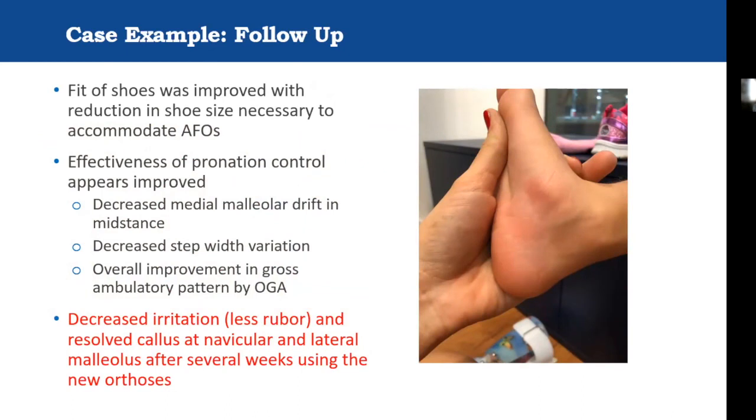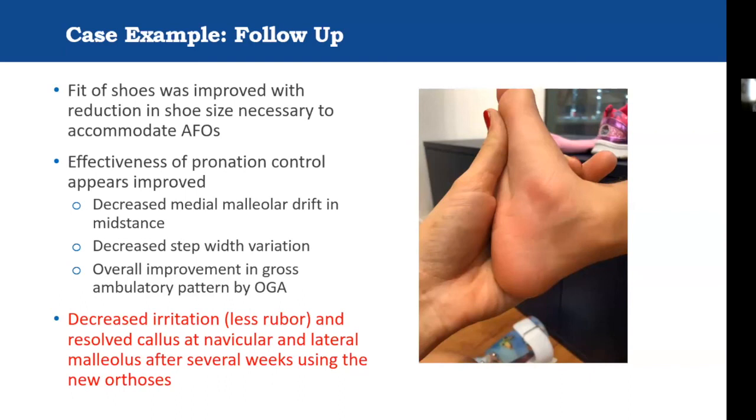Secondly, the effectiveness of the pronation control appears improved, and we cite as evidence of that the decreased medial malleolar drift in mid-stance. So if you want to look at whether or not you're controlling a calcaneal valgus, watch the patient walk, and in mid-stance, meter with your eye, or with a video and your eye, the amount of medial drift, the movement medially of the medial malleolus. That's an observation that you can make dynamically. The other thing that you can look at is the step width variation, which has through research been shown to be indicative of lateral balance, and then overall improvements in gross ambulatory pattern. So we're looking at the whole patient when she walks, and that appeared to be improved.